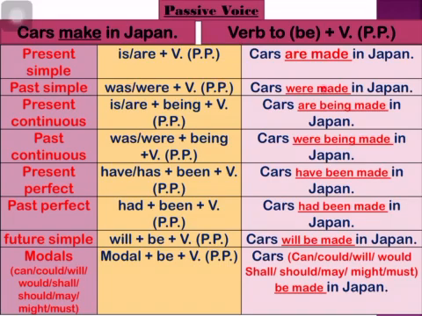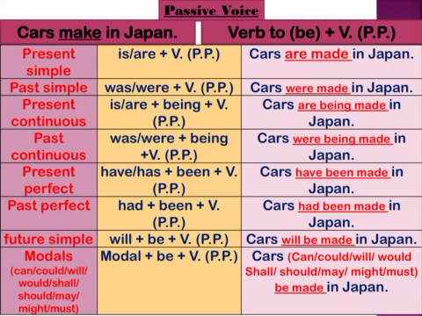So cars were made. If the sentence is in the present continuous, we use is or are being plus the verb in the past participle. So cars are being made. With the past continuous, we use was or were being. So in this sentence, cars were being made. In the present perfect, we use have or has been plus the verb in the past participle. So cars have been made in Japan.